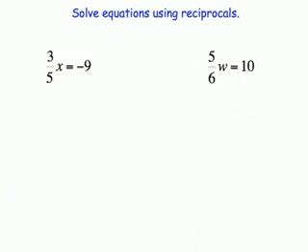For the next part here, we're going to solve equations using reciprocals. We have 3/5 x equals negative 9. So the variable we're trying to isolate is x. Because we have a fraction in front of that, we learned in chapter 2 that when we multiply a number by its reciprocal, we're left with 1. So we're going to take 3/5 and multiply that by its reciprocal, which is 5 over 3, and we will do that to both sides.